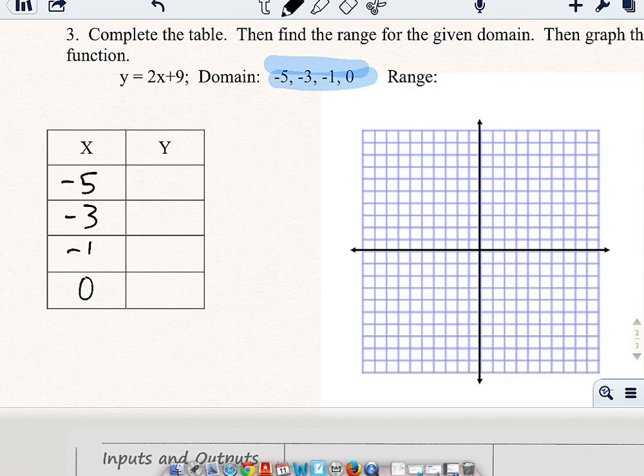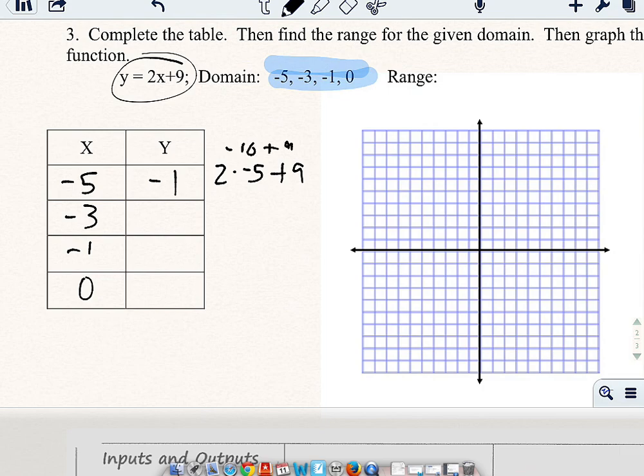Then I have to use my rule to figure out what would go in the Y column. Now to do that, I'm going to do a lot of plugging in and then calculating, and that's how you use a rule like this to find out the output. So I take my X, and I'm going to start with -5, and I'll do 2 times -5, because I'm plugging it in for the X, plus 9, and that should give me the Y. So 2 times -5 is -10, plus 9 is -1.